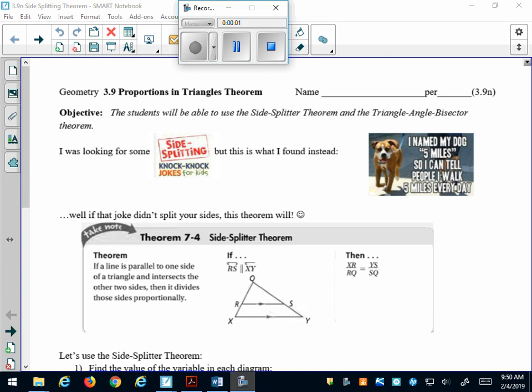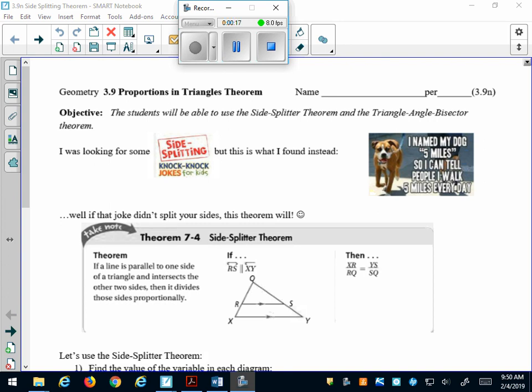All right, so we are continuing to talk about similar triangles. Okay, so we have a couple theorems to learn today. The most important is called the side-splitting theorem.